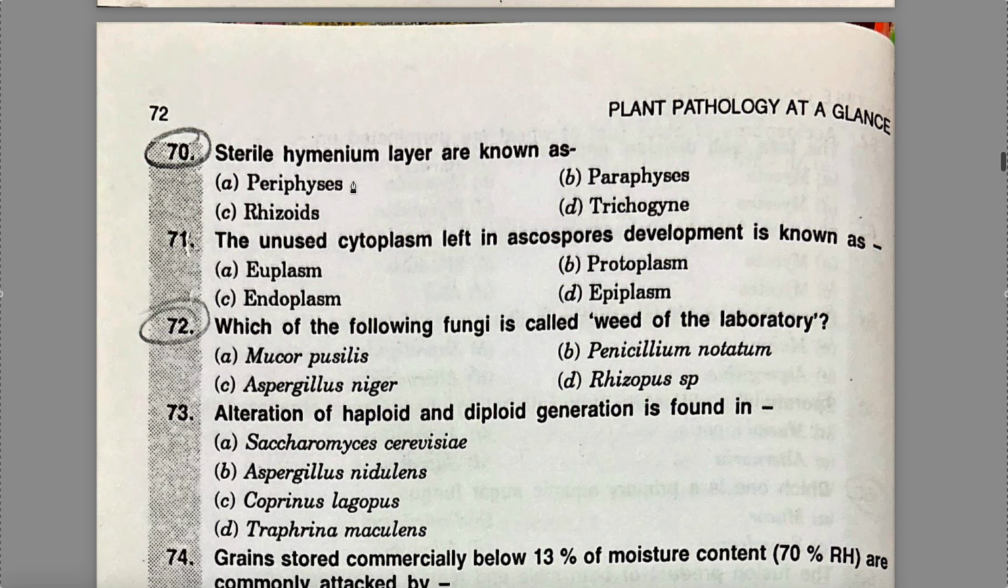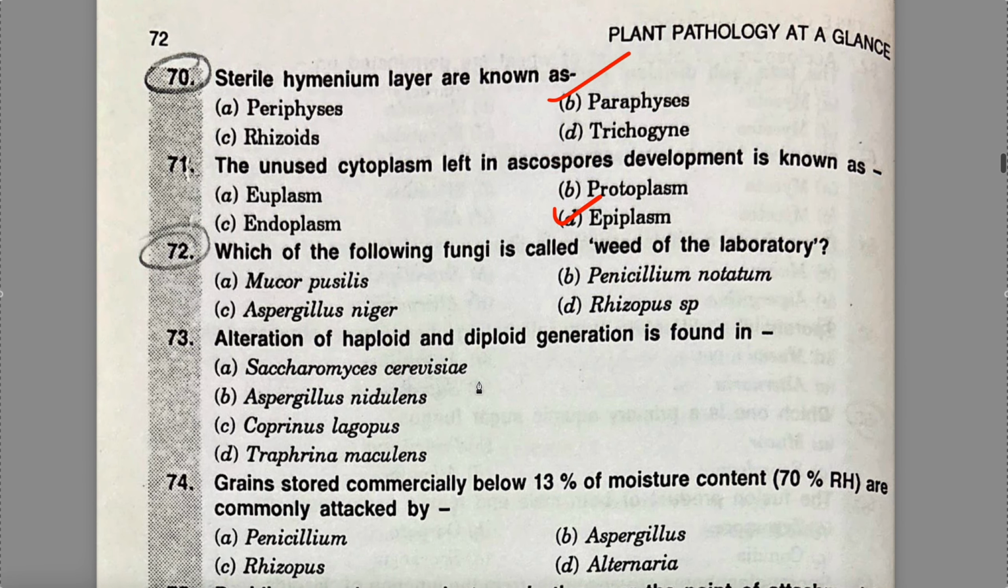70. Sterile hymenium layer are known as periphysis, paraphysis, rhizoids or trichogyne? It is paraphysis. 71. The unused cytoplasm left in ascospores developed is known as euplasm, protoplasm, endoplasm or epiplasm? Answer of question 71 is option D.